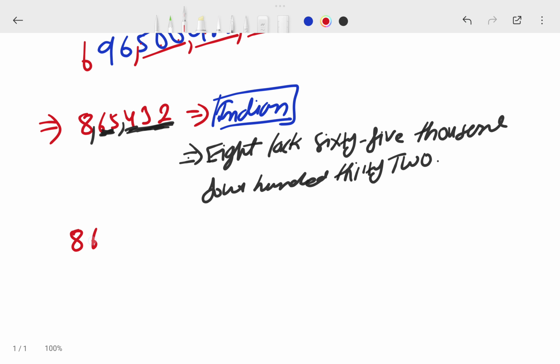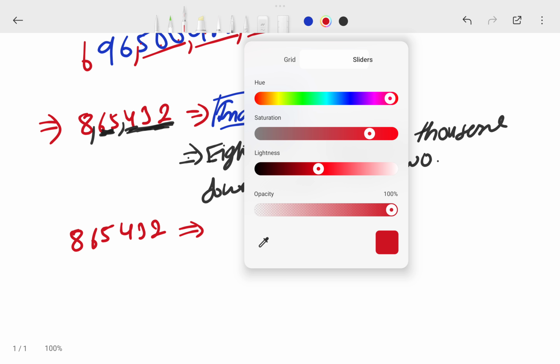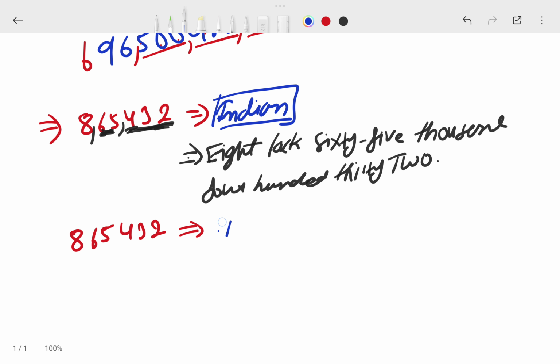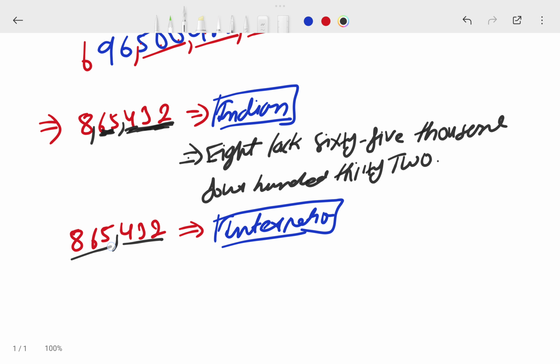Now the same question: if I have to write it in the international number system, how will I write? Simple. First I will put a comma after 3 digits, 3 digits comma. So don't put one here, it's over. Now it's okay. Now you have to write. So simple, how will you write?